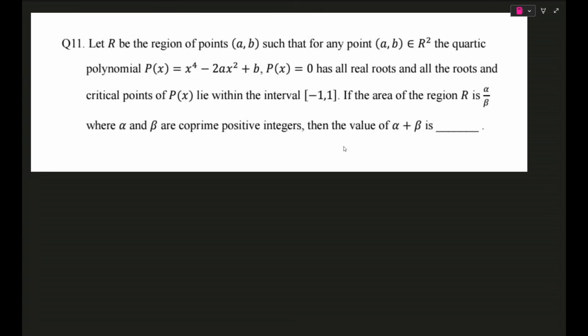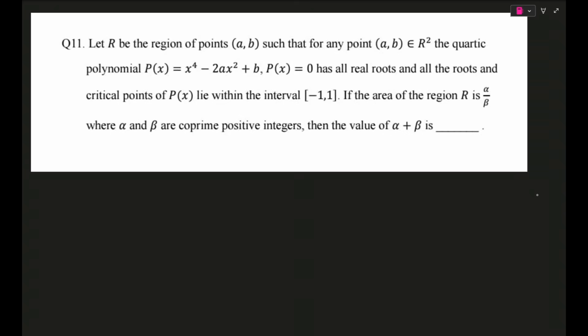Okay, so guys, I hope now it's time for us to solve this. So, before solving, let's give a small reading to the question. So, R is the region of points (a, b) such that for any (a, b) belonging to R squared, the quartic polynomial p of x is equal to x power 4 minus 2ax square plus b, and p of x is equal to 0 has all real roots, and all the roots and critical points of p of x lie within the interval minus 1 to 1. This statement is actually very important. Okay, and if area of the region capital R is alpha by beta, then we have to find the value of alpha plus beta.